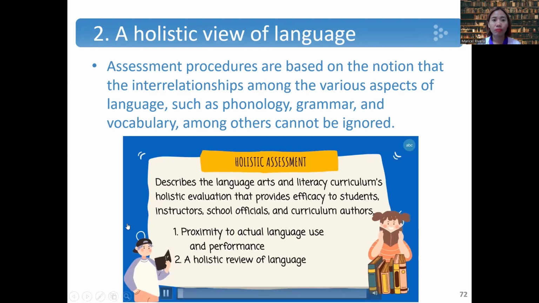So, a holistic view of language. The interdependence of many language properties such as phonology, grammar, and vocabulary, among others, cannot be overlooked in evaluation systems. The four language skills, listening, speaking, reading, and writing, are also viewed as part of a larger totality.